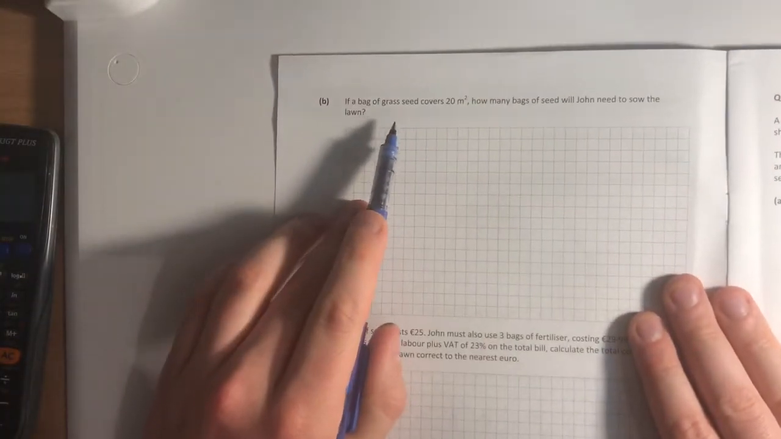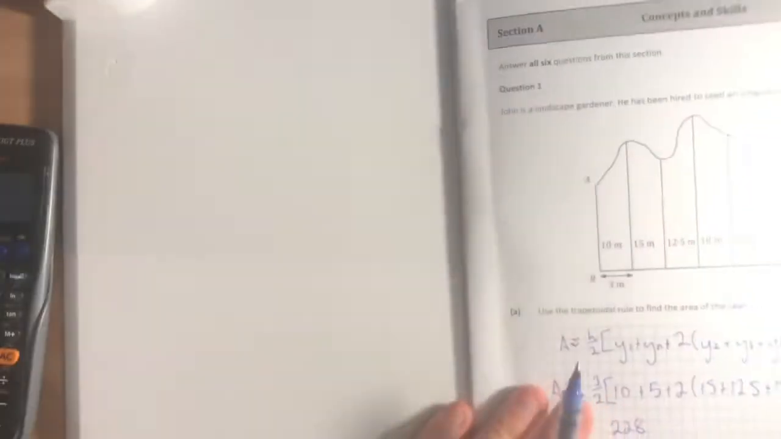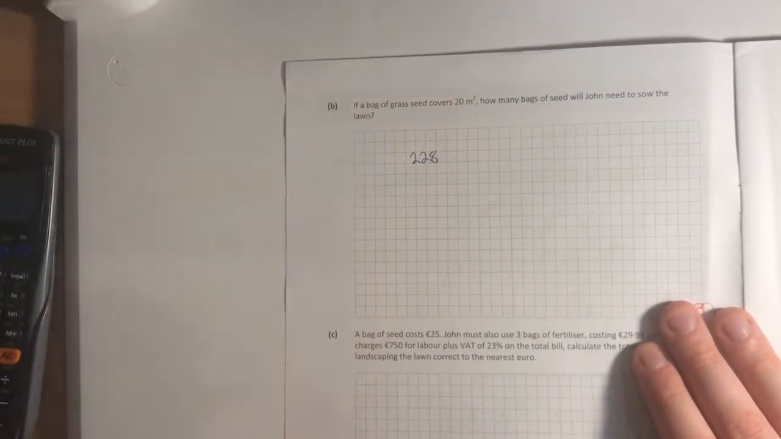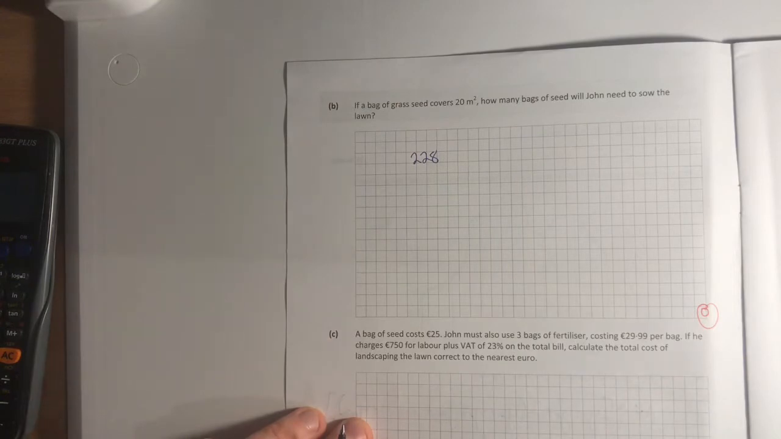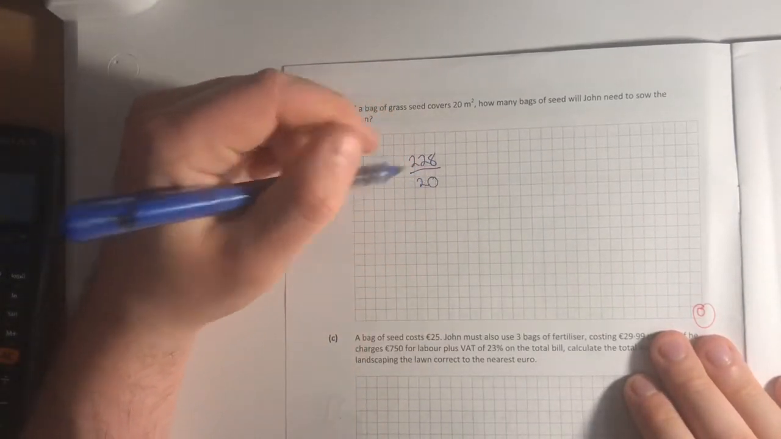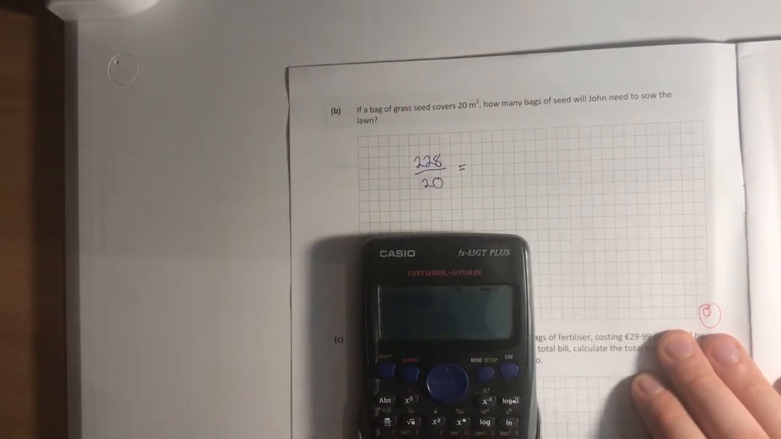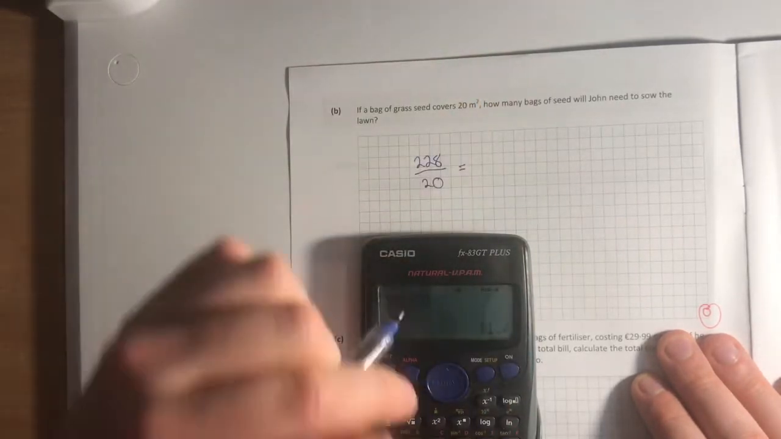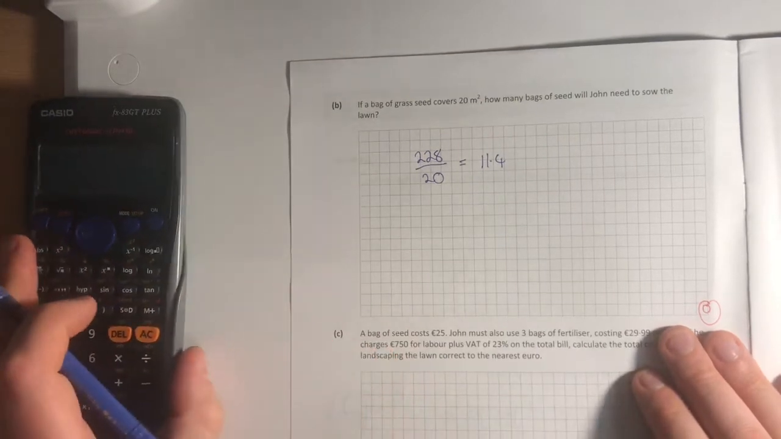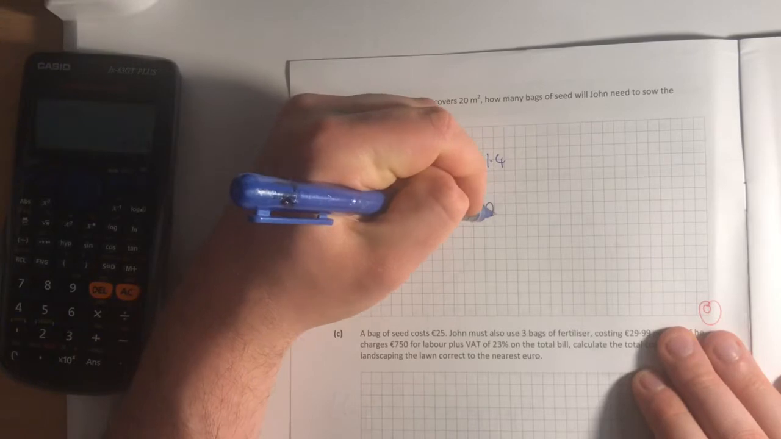A bag of grass seeds covers 20 meters squared. How many bags of seed will John need to sow the lawn? So it's 228, and a bag of grass seed covers 20 meters squared, so we divide by 20 to find out how many bags of seeds we need. 228 divided by 20 is 11.4 bags. But obviously if we went into a DIY store and asked for 11.4 bags, they wouldn't give us 11.4 bags, they'd give us 12 bags. So we need 12.